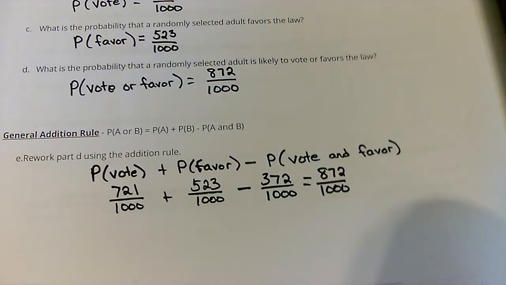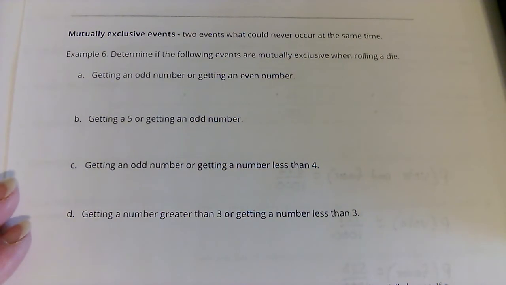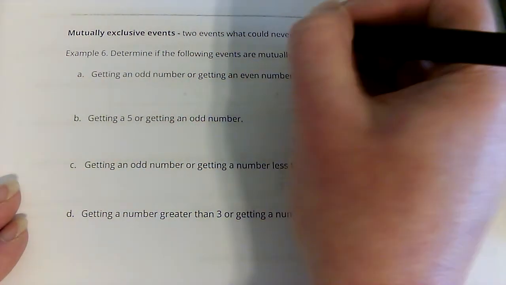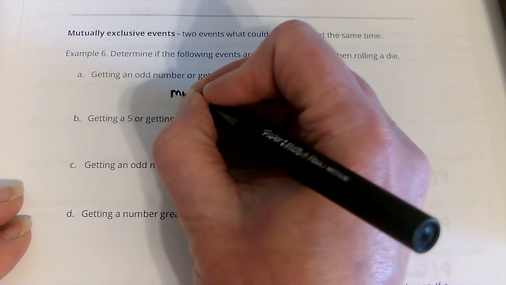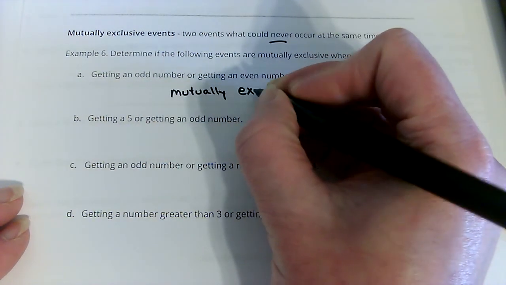Now, sometimes the two events are what we call mutually exclusive. What that means is the two events could never occur at the same time. So let's think about this. If we're rolling a die, could we get an odd number or an even number? Could those happen at the same time? Could we have an overlap? No. These are mutually exclusive, so we wouldn't have to worry about the overlap.